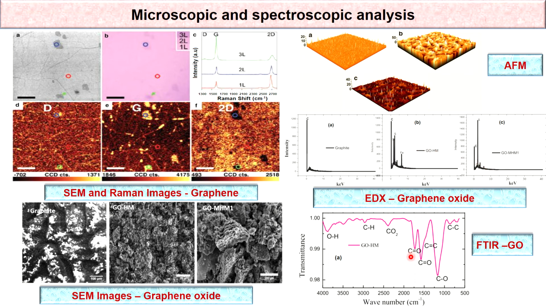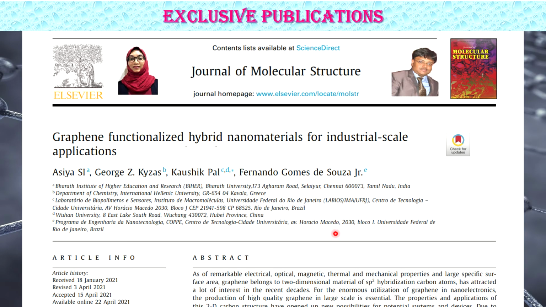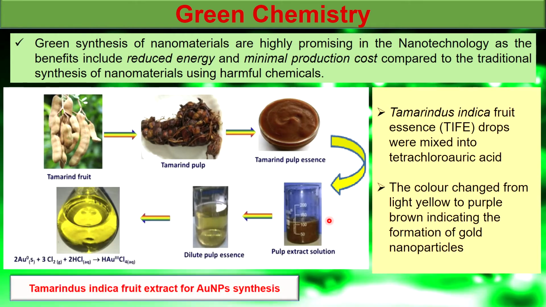And this is the FTIR spectra, that is Fourier transform infrared spectra, of the graphene oxide. The C-O and C double bond O peaks display the formation of graphene oxide. And this work was published in the Journal of Molecular Structure. It was published recently in 2021.